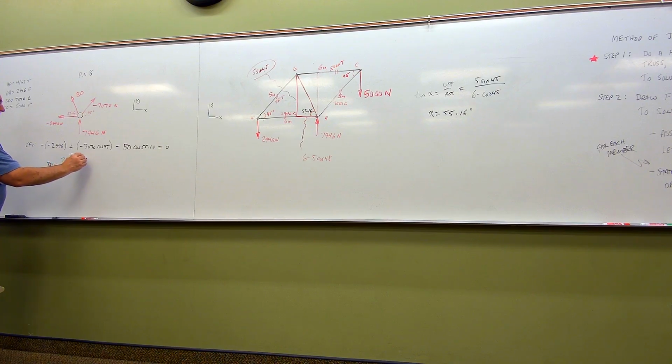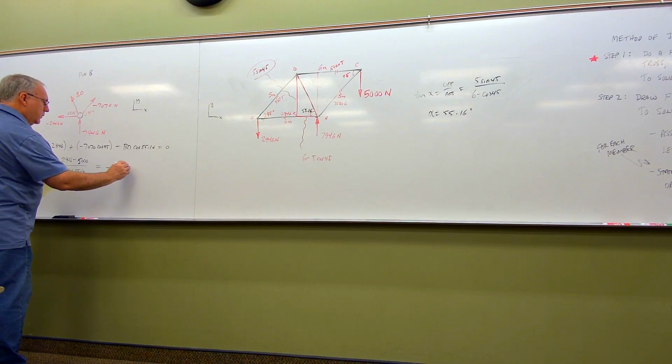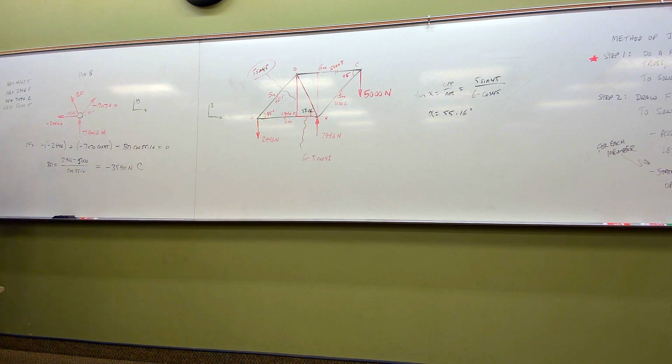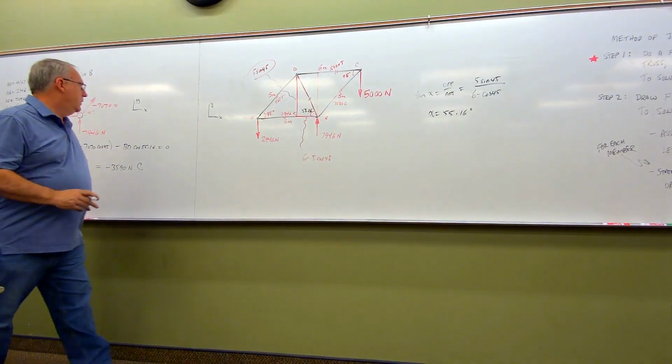2946 minus 7070 cosine 45, which, by the way, 7070 cosine 45 is going to be 5,000. So minus 5,000, all divided by the cosine of 55.16. This is going to give me a negative number for BD, and if I've done my math right, I'm going to find that BD is equal to minus 3590 newtons, or 3590 newtons in compression. And that, folks, checks off the last one here, and with that, we have solved the problem.